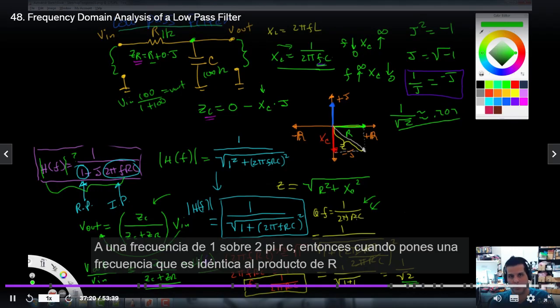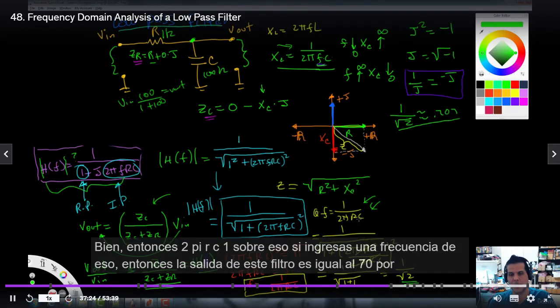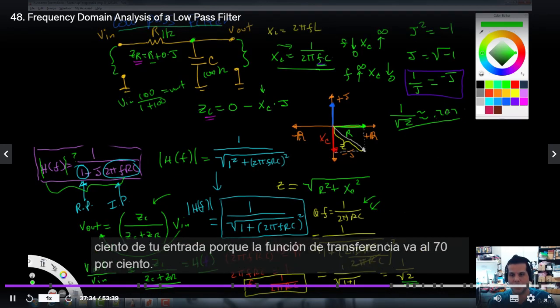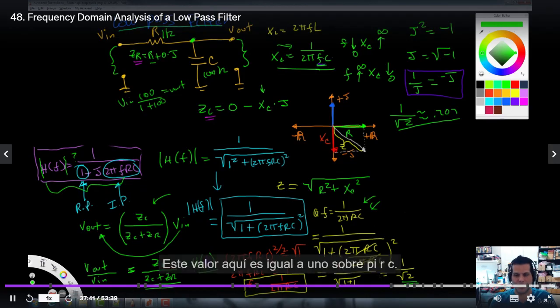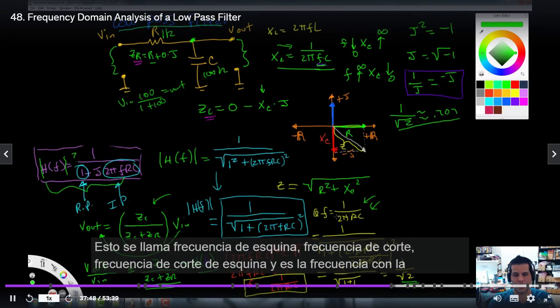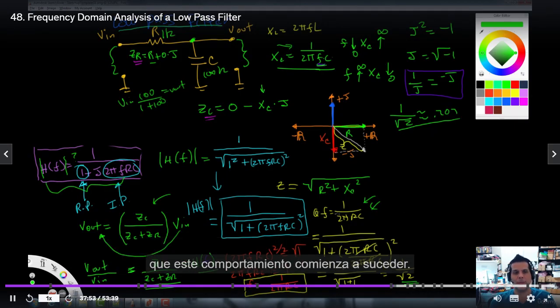Now, here's the thing, at a frequency of 1/(2πRC), so when you put in a frequency that is identical to 1 over the product 2πRC, then the output of this filter equals 70% of your input because the transfer function goes to 70%. This value here, f = 1/(2πRC), is called the corner frequency or cutoff frequency, and it's the frequency that this behavior starts happening at.